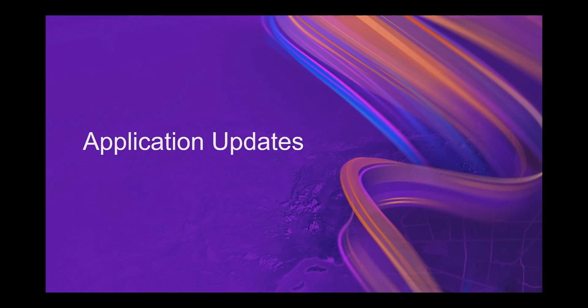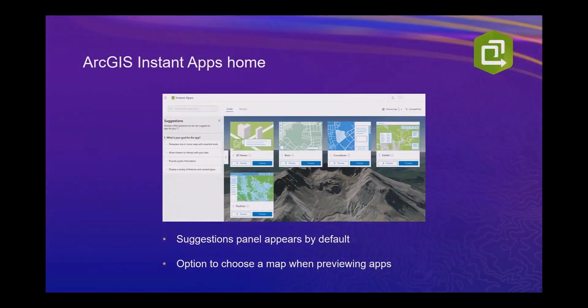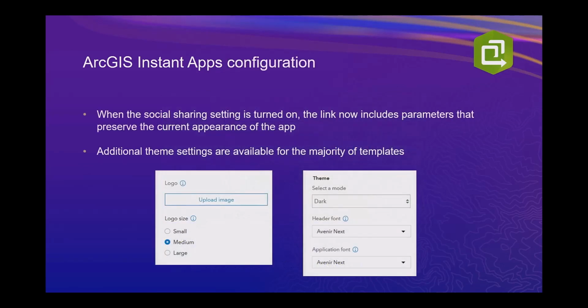All right, yes, thanks. Starting with Instant Apps, a suggestion panel that helps you choose an app now appears by default. And the homepage now also offers a Choose Map option that allows you to choose a map or scene to preview the app before you create them. When you turn on the social sharing setting, the link now includes parameters that preserve the current appearance of an app, such as the map extent and any visible layers, so users are able to share what they see.